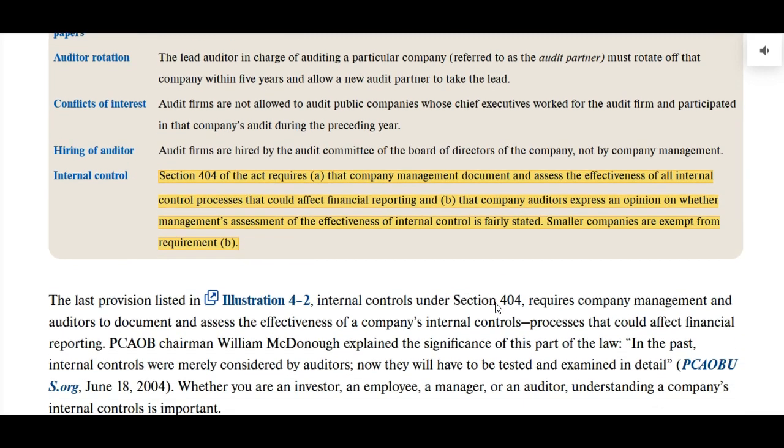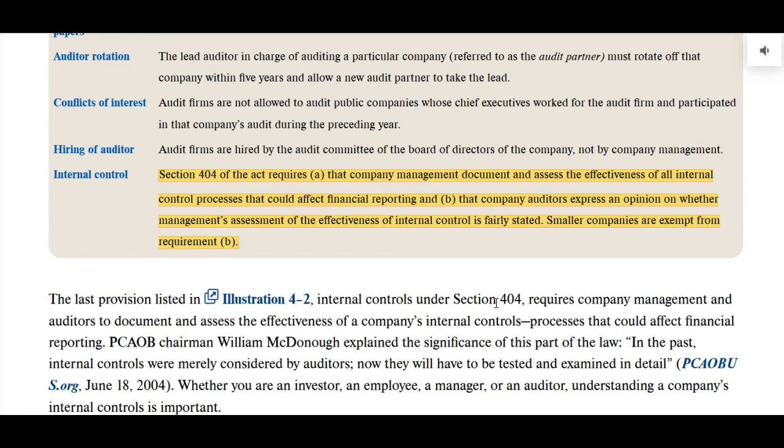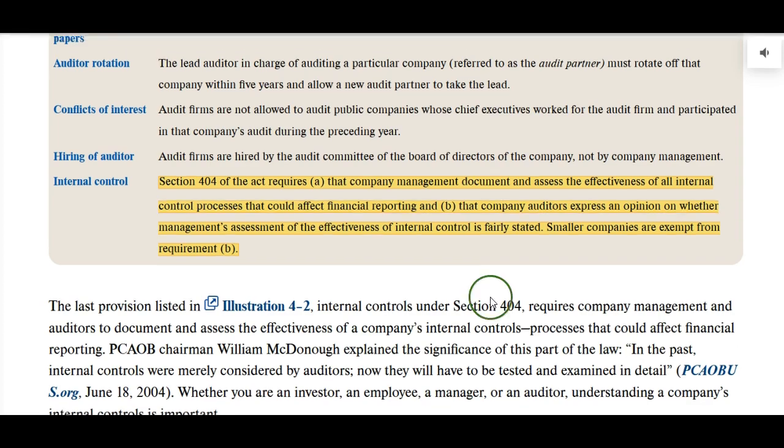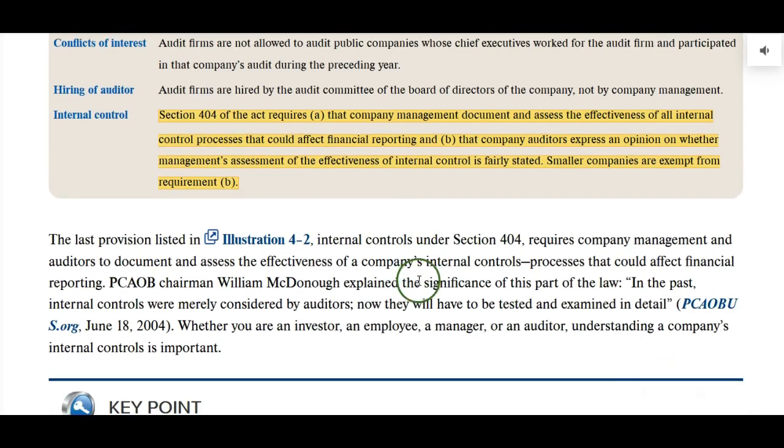And let's skip to the last one here, internal control. Section 404 of Sarbanes-Oxley requires that A, company management document and assess the effectiveness of all internal control processes that could affect financial reporting. And B, that company auditors express an opinion on whether management's assessment of the effectiveness of internal control is fairly stated. Of course, smaller companies are exempt from this. So those are the three provisions of SOX that I want you to remember, those three there.